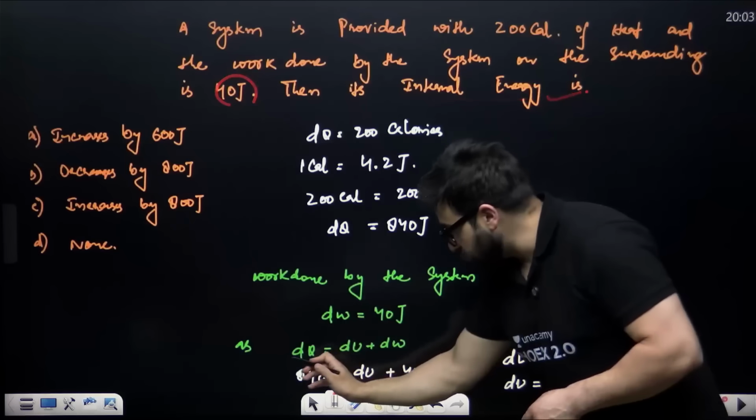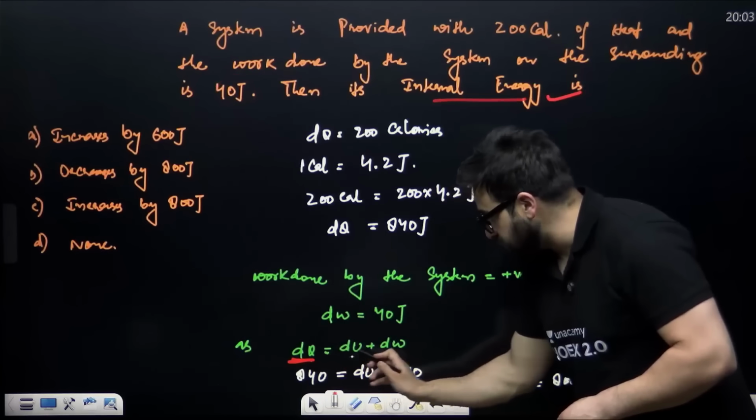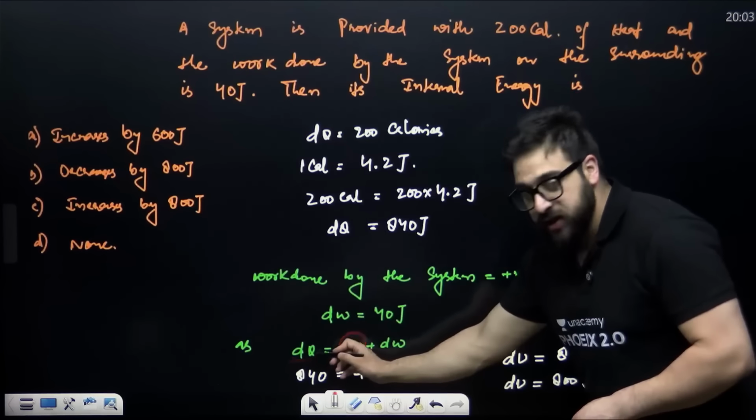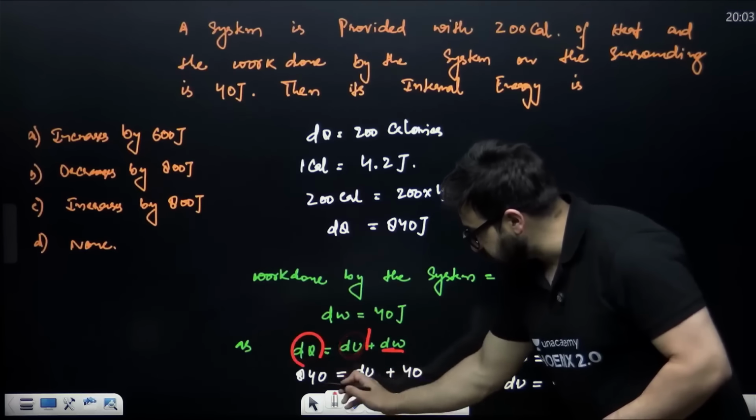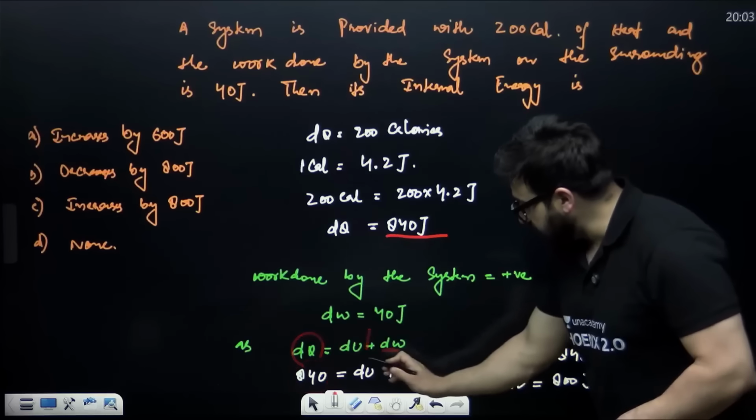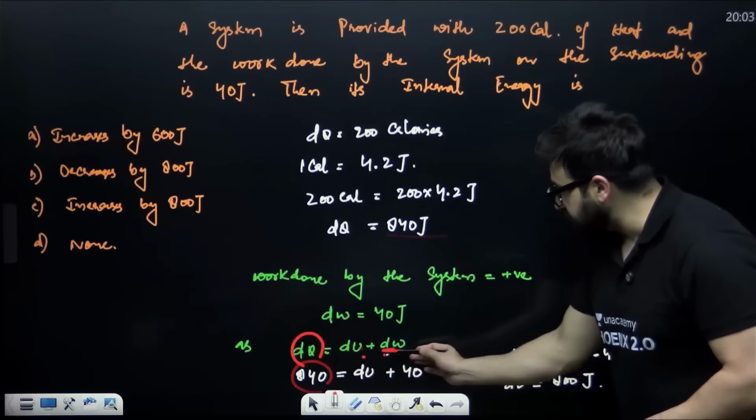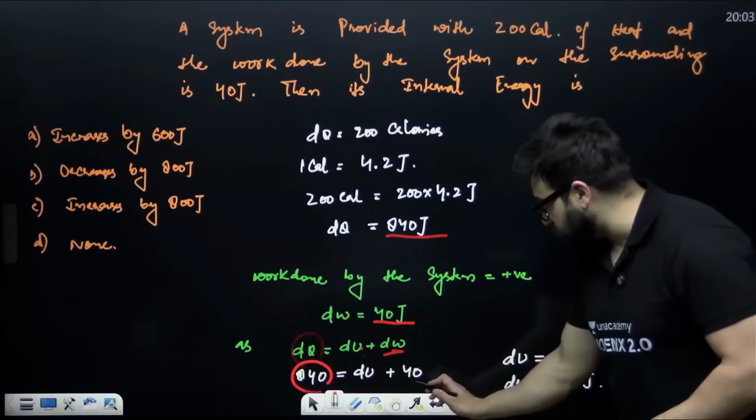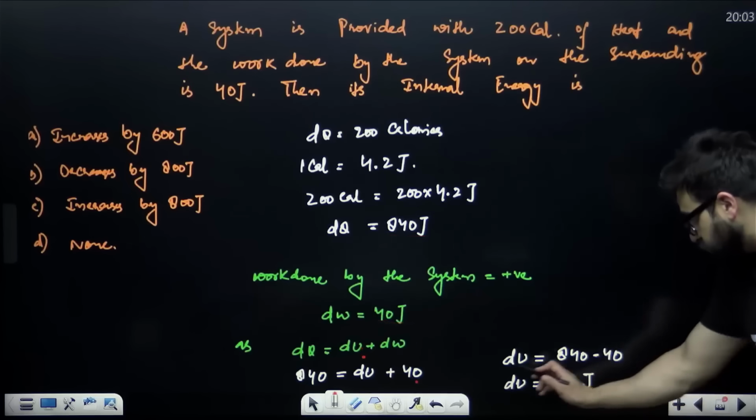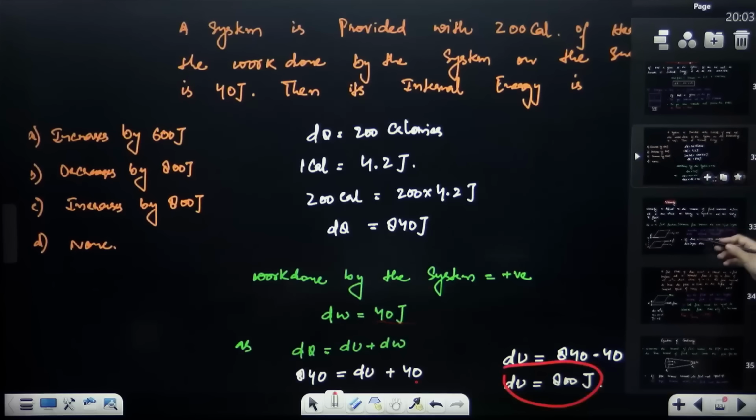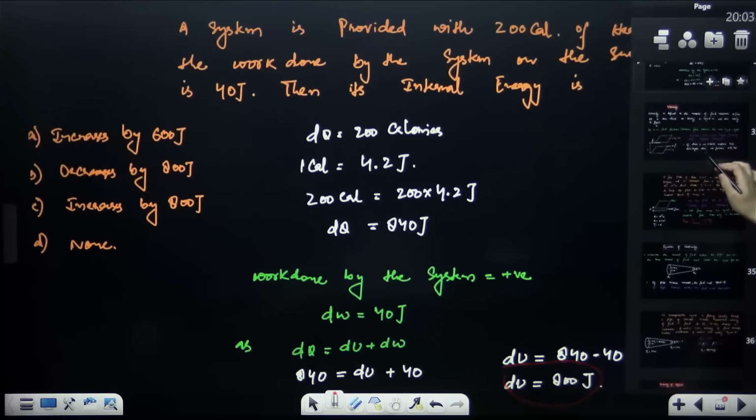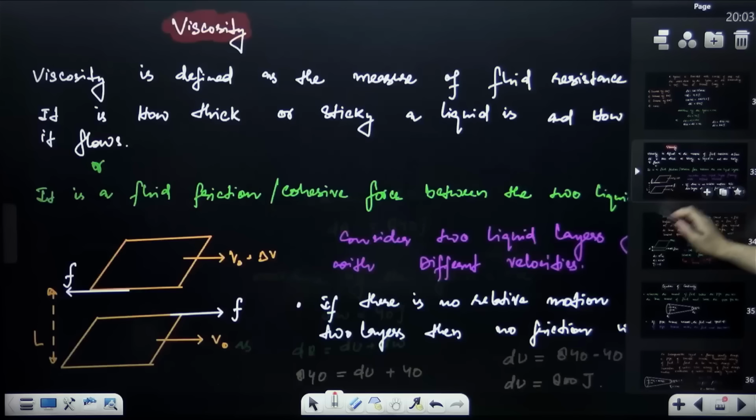Now guys, see, we use the first law of thermodynamics. dQ is equal to dU plus dW. The heat supplied goes into the internal energy plus work done. Now heat supplied is 840 joules, and internal energy we are supposed to calculate. Work done in this case is 40. So dU will come out to be 800 joules in this particular case.